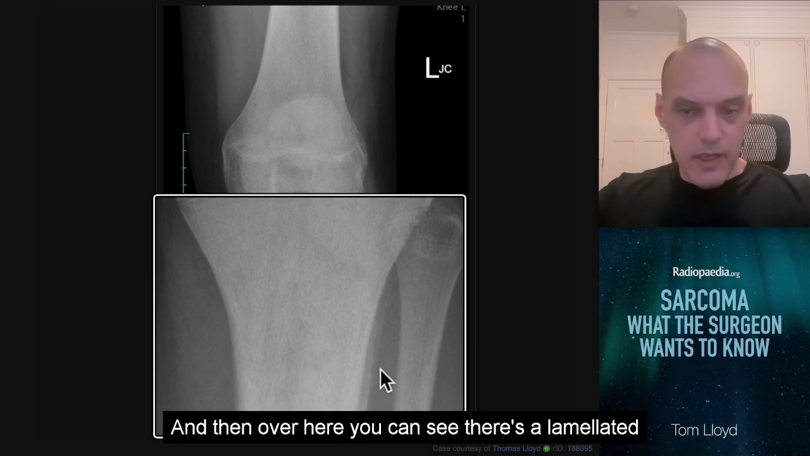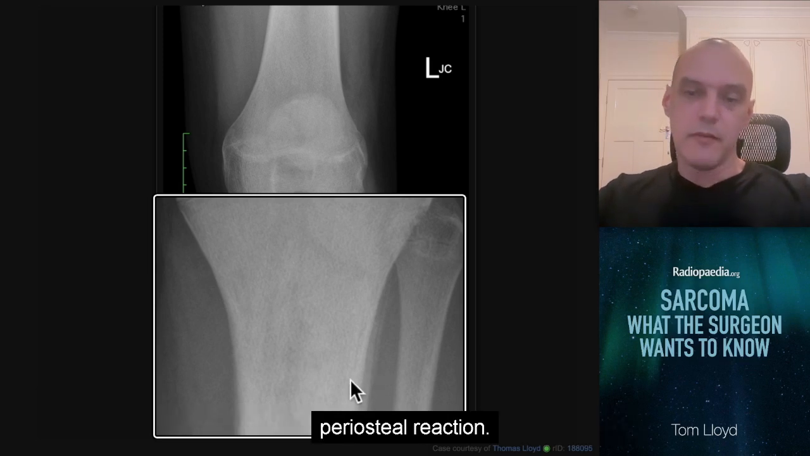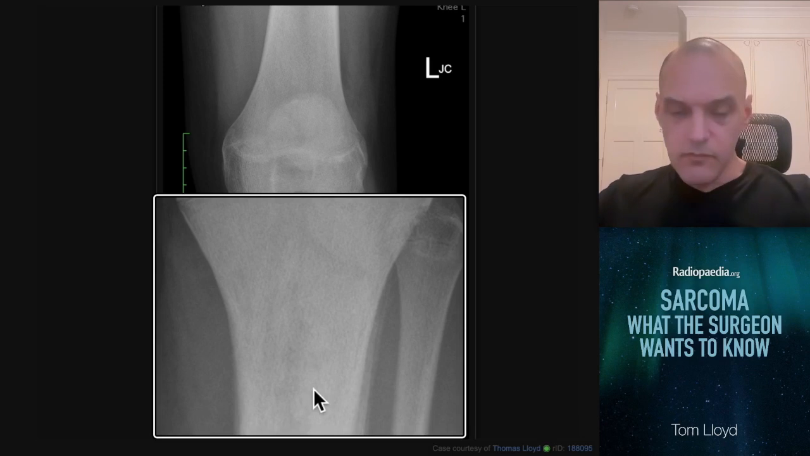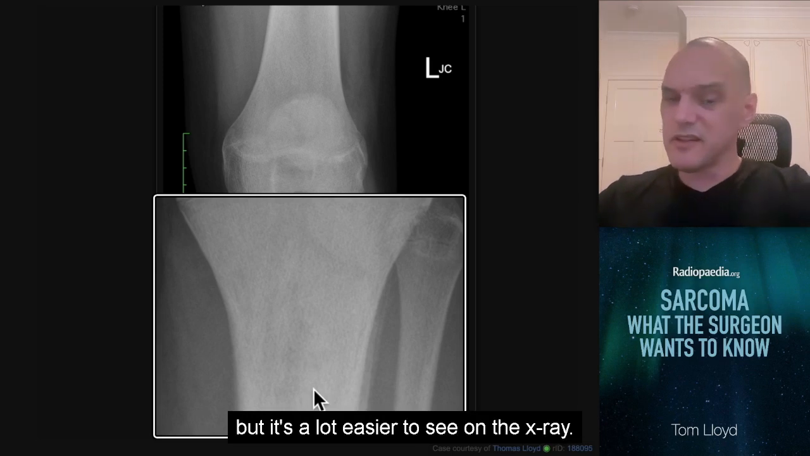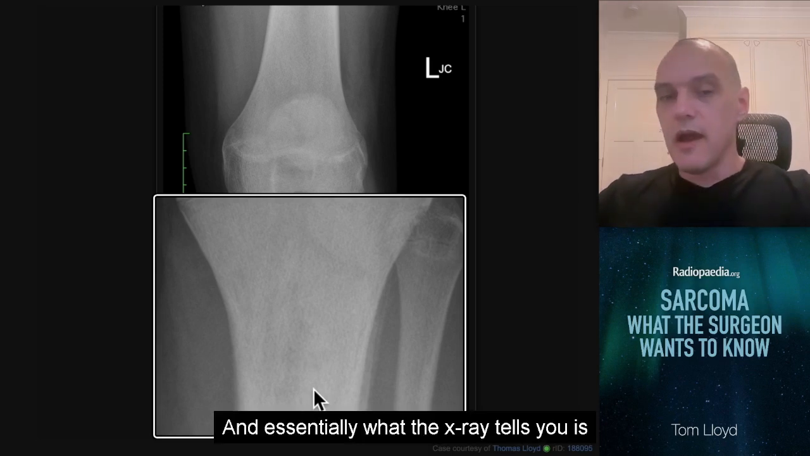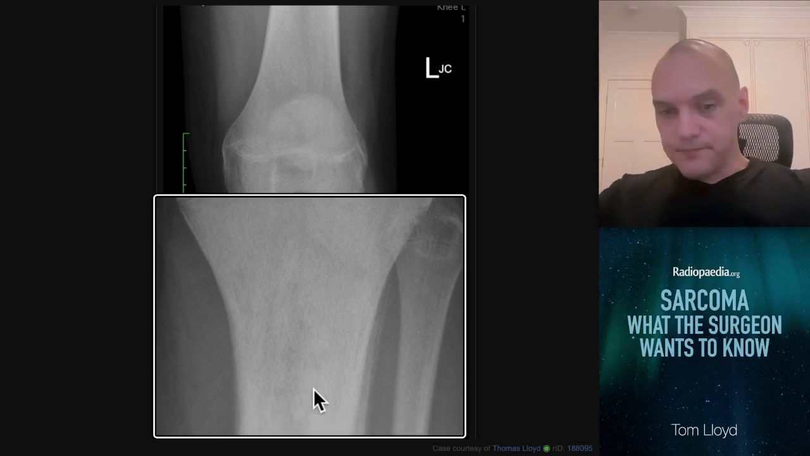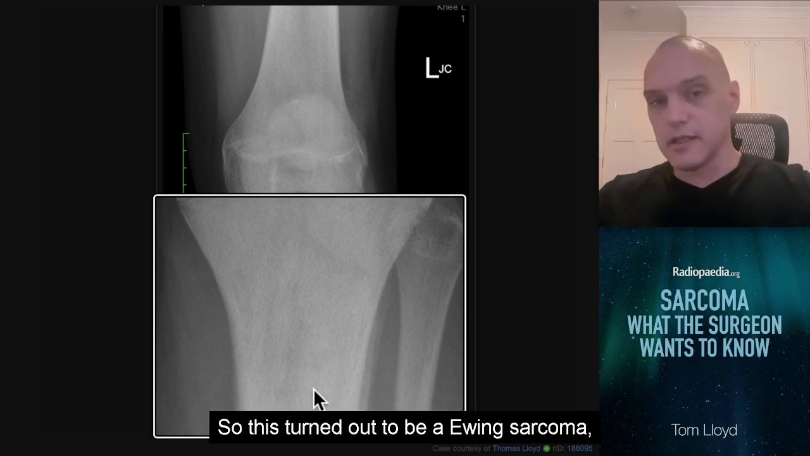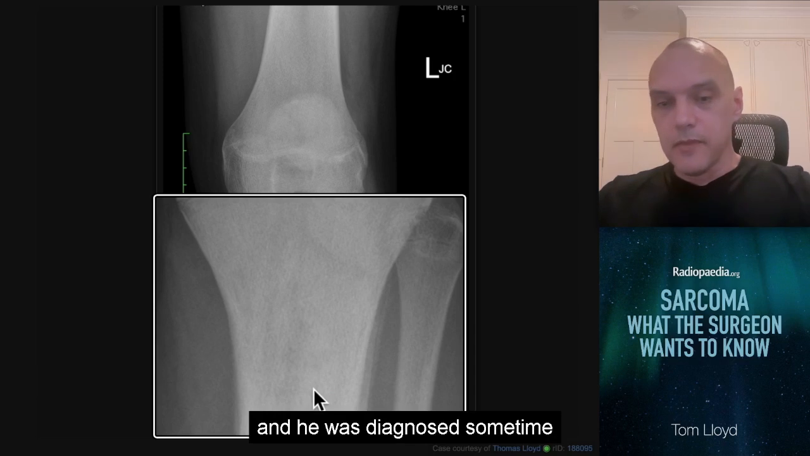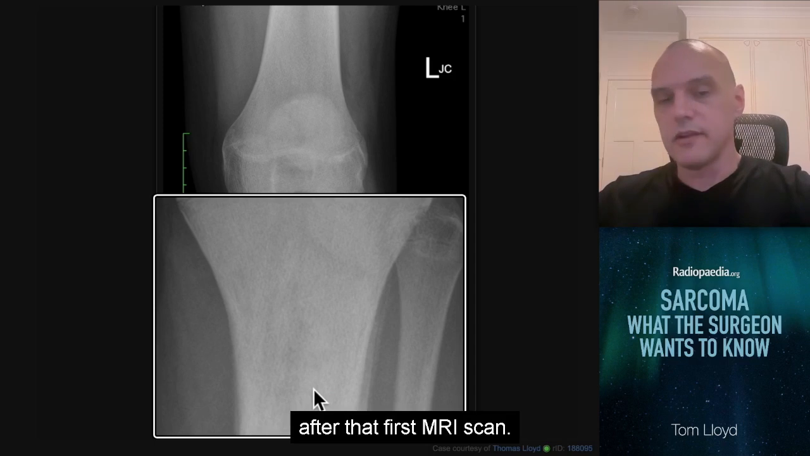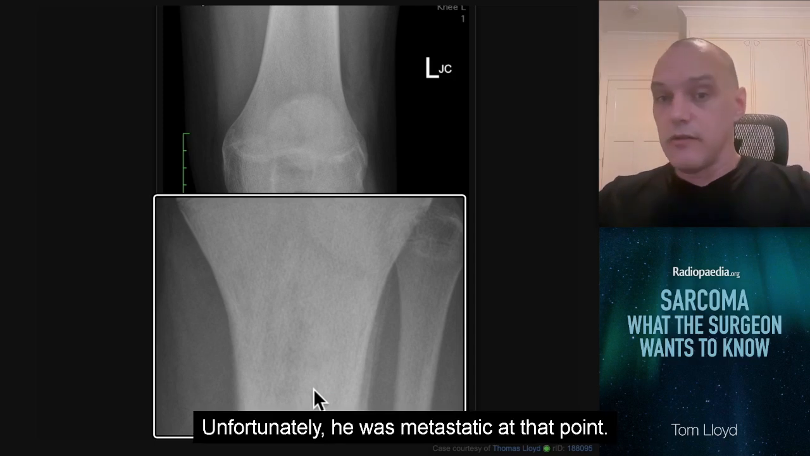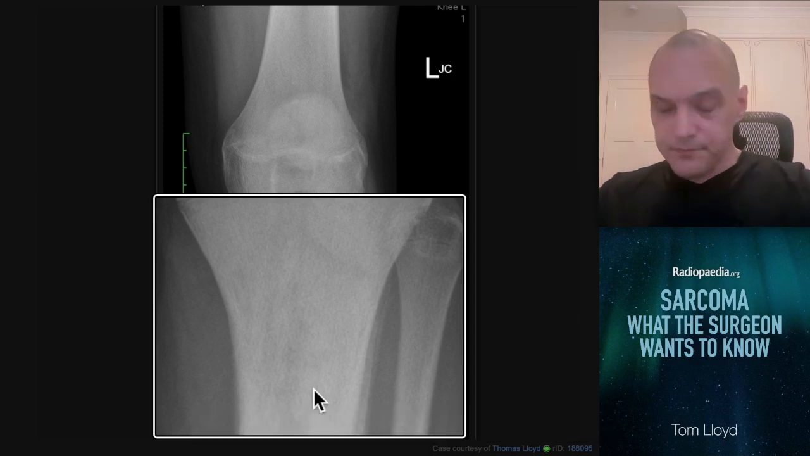And then over here, you can see there's a lamellated periosteal reaction. So that is there on the MRI, but it's a lot easier to see on the X-ray. And essentially what the X-ray tells you is that this is an aggressive bone lesion. So this turned out to be a Ewing sarcoma, and it was diagnosed sometime after that first MRI scan. Unfortunately, it was metastatic at that point.